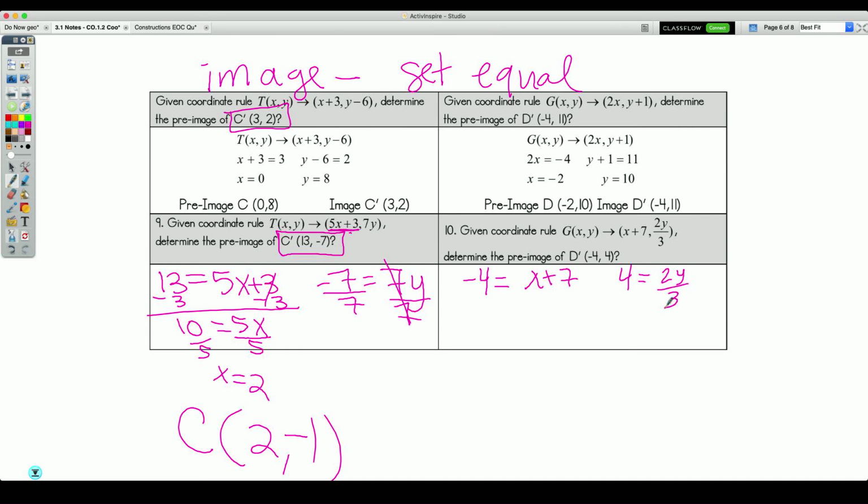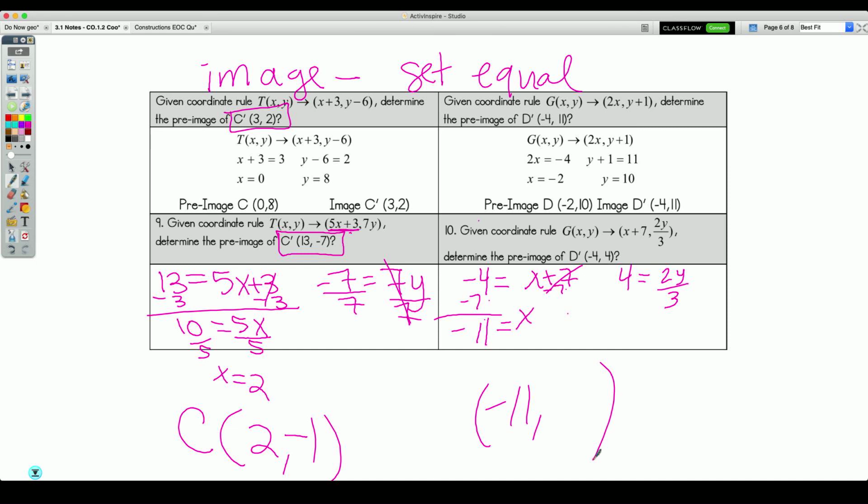So let's go ahead and solve. I would subtract 7 over here. So I'm left with x. If both numbers are negative, I'm going to combine them and keep it negative. So this is going to be negative what? Negative 11. So there's my x value.